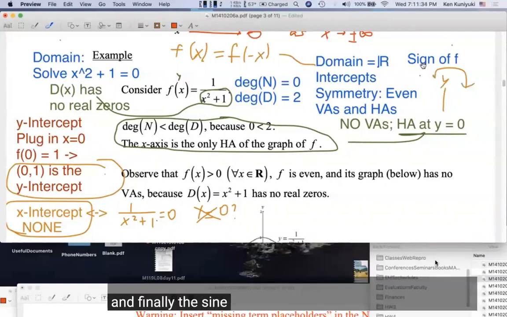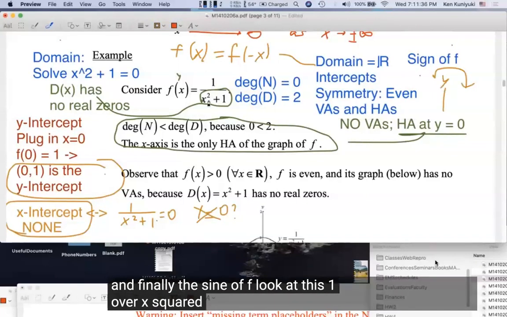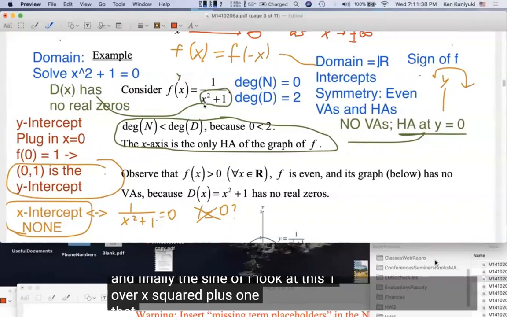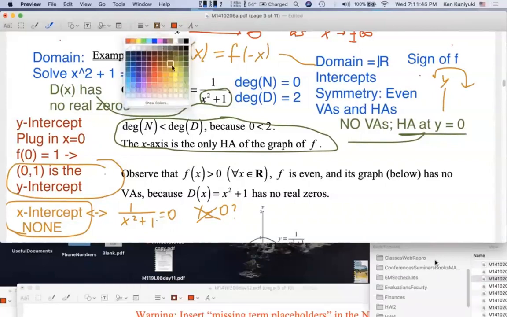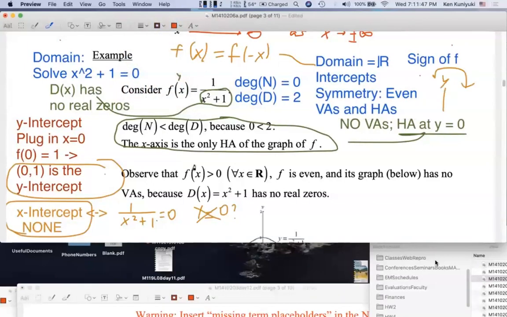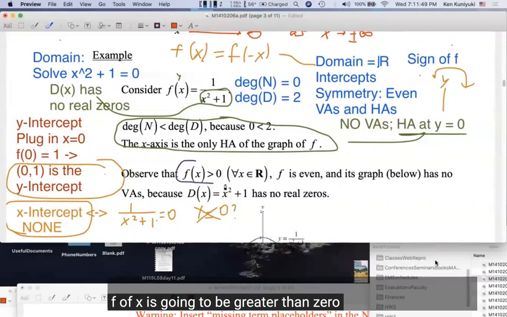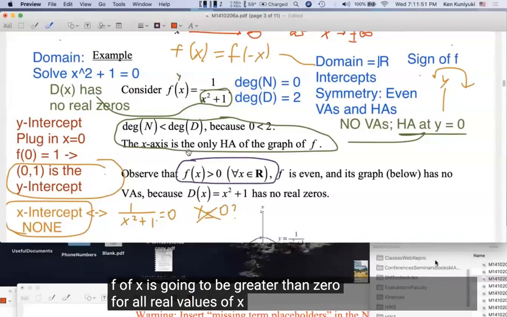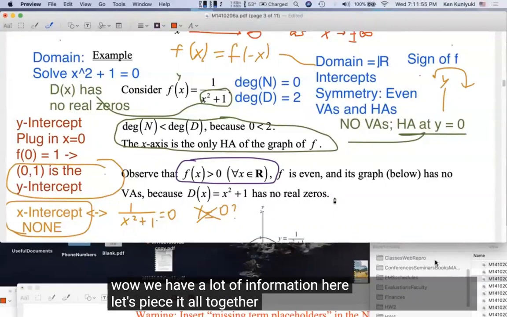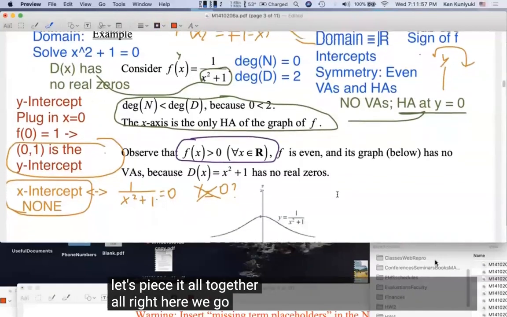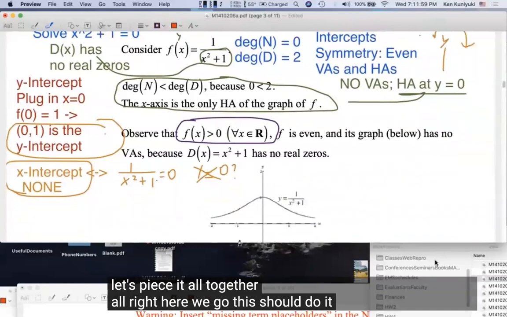And finally, the sign of f. Look at this: 1 over x squared plus 1. That thing is always going to be positive, isn't it? So notice that f(x) is going to be greater than 0 for all real values of x. Wow, we have a lot of information here. Let's piece it all together. Here we go. This should do it.